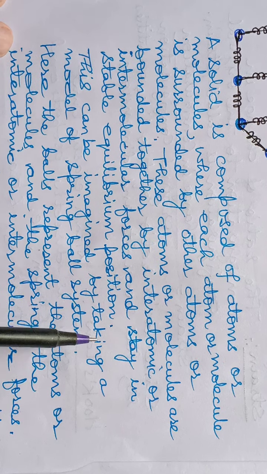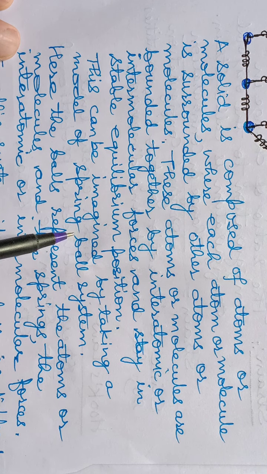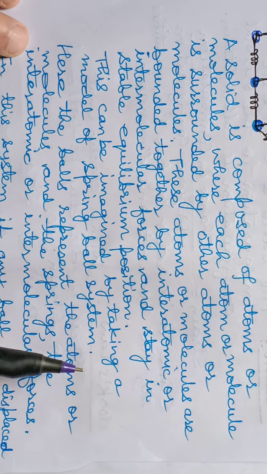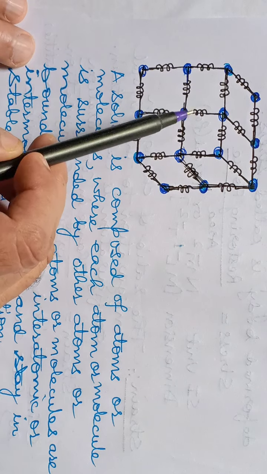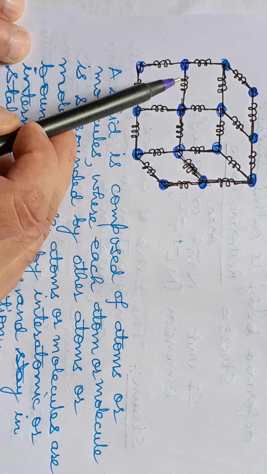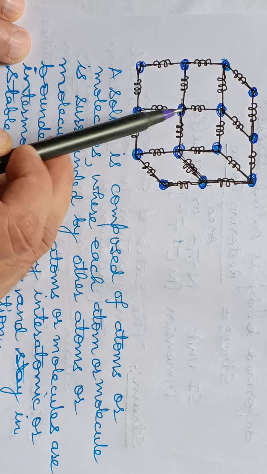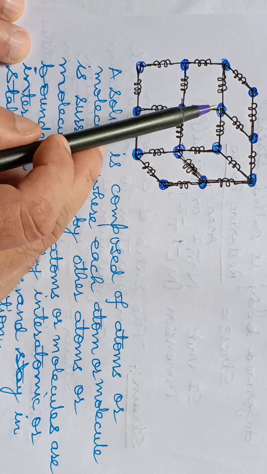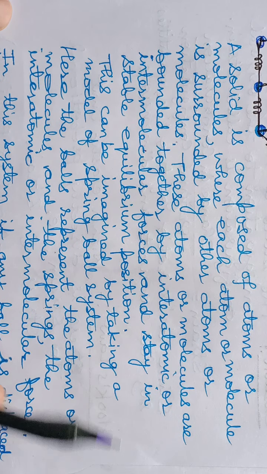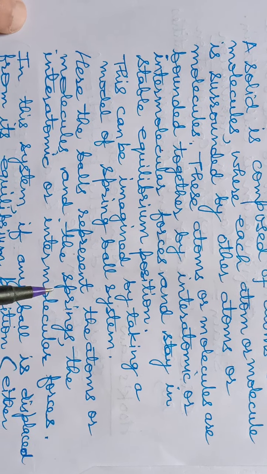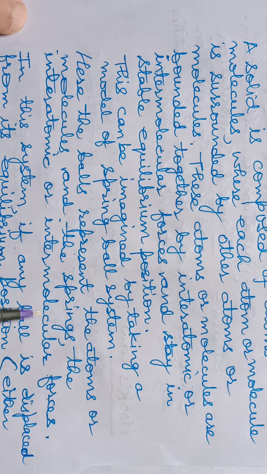This can be imagined by taking a model of a spring ball system. Here the balls represent the atoms or molecules, and the springs the interatomic or intermolecular forces. Now these balls are representing atoms or molecules, and these small springs are representing the interatomic and intermolecular forces. Now recall that we have learned in junior classes, interatomic or intermolecular forces are electrical in nature. They may be attractive, they may be repulsive.